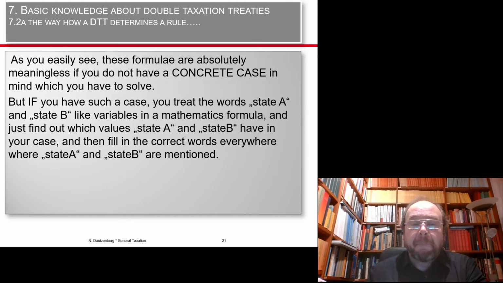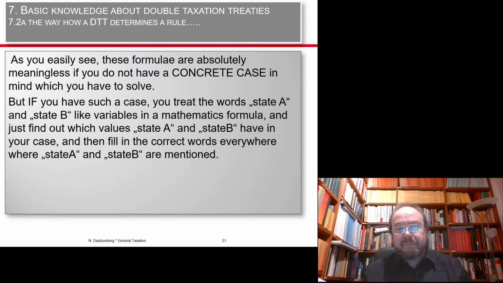So you have there these formula, and now you see, like in a mathematics book with formula, they are entirely senseless and meaningless if you do not have a concrete case which you then solve with this formula. But if you have a concrete case, then you just deal with it like with a mathematical task.